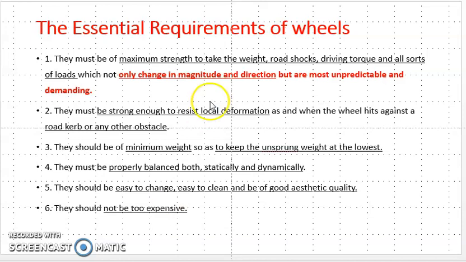The most important is it should take load, it should take road shocks and driving torque and all sorts of loads. Okay, even if there is a change in magnitude and direction of this load, the wheel should withstand or should absorb. Okay, that is the main requirement of the wheel.